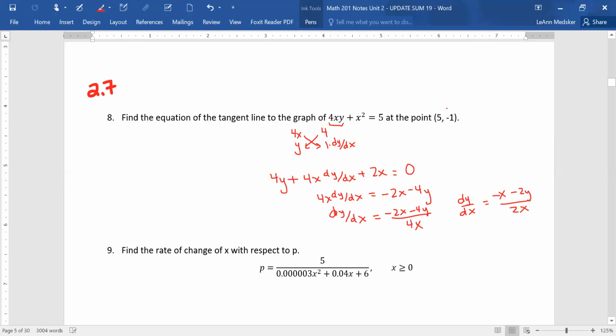It doesn't technically matter because the next step is going to be to plug in our ordered pair for both x and y and to find, remember, our slope of our tangent line at the point x equals 5. So this would be negative 5 minus 2 times negative 1 all over 2 times 5. So that's going to be negative 5 plus 2 over 10, or negative 3/10.